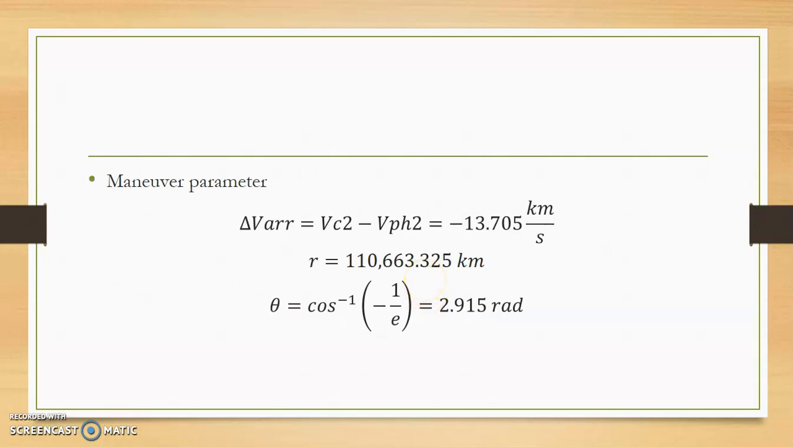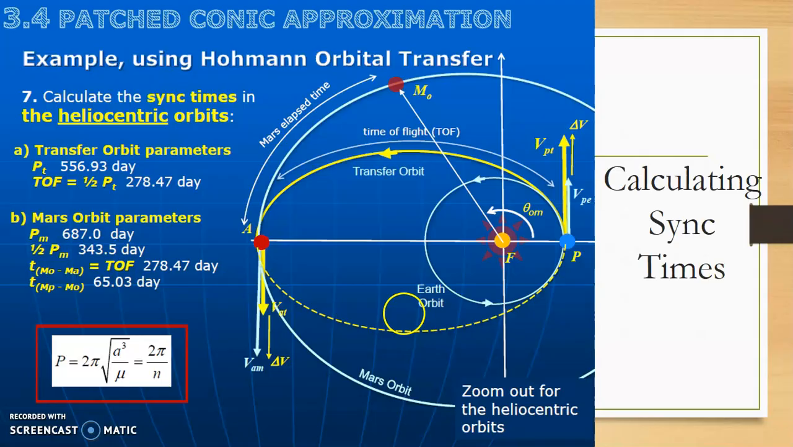So we have the maneuver parameter, the delta V rifle, of minus 13.705. The minus here means that VC2 is much smaller than VPH2, so the thruster has to reduce the satellite speed in order for the satellite to be able to orbit around Jupiter. And we can find the radius of the circular parking orbit and the theta of arrival.